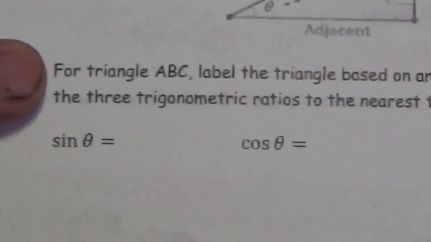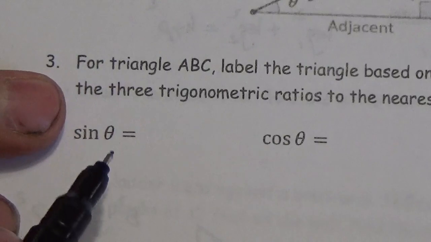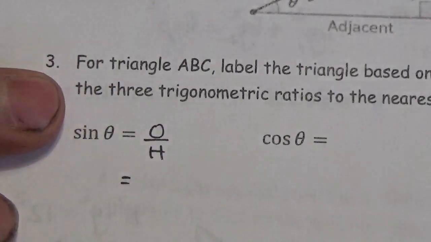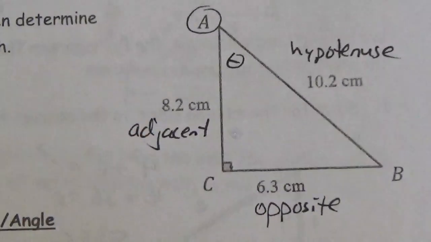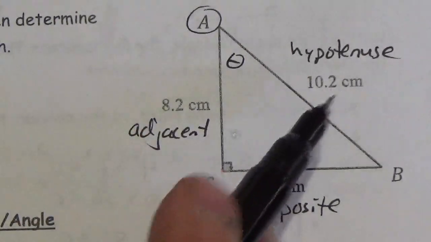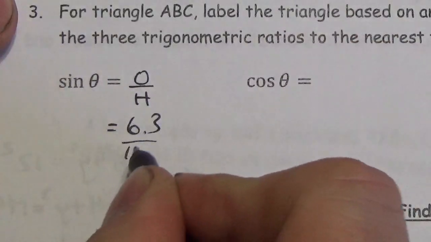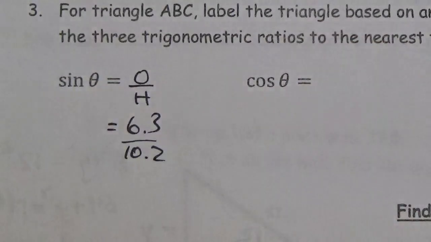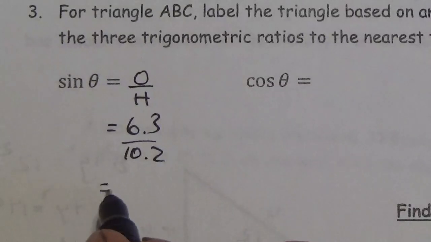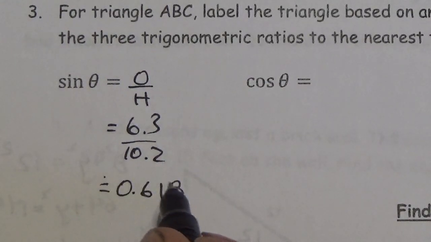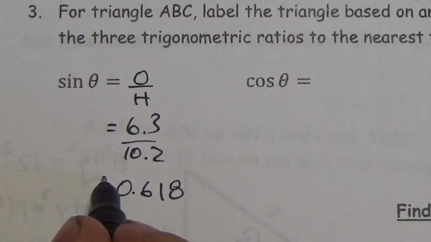So now let's slide over here. We're supposed to come up with the sine ratio. Well, sine is opposite over hypotenuse. Let's go over here. The opposite side is 6.3. The hypotenuse is 10.2. So 6.3 over 10.2. I'm just going to go to my calculator here, 6.3 divided by 10.2. Okay, and to the nearest thousandth, this is approximately 0.618. So that's the ratio.